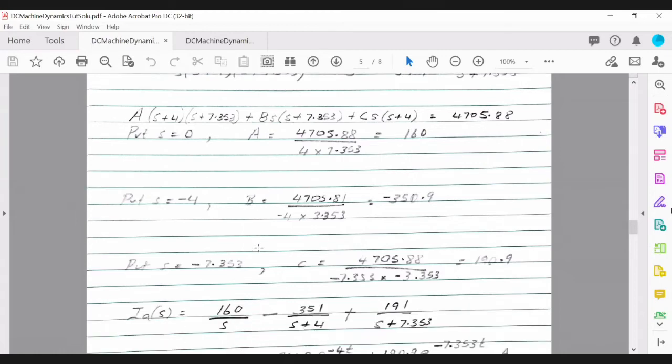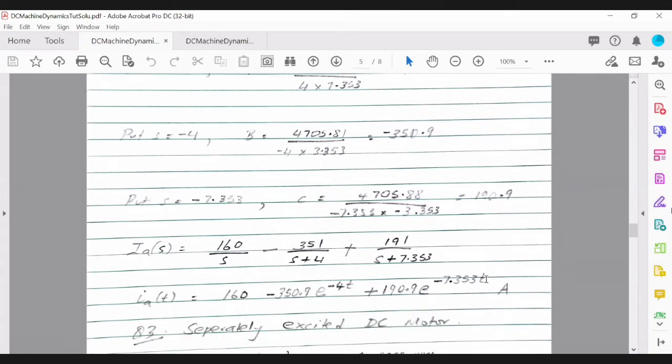And last one, to get the c term. So here we substituted to cancel the first two terms. So it's minus 7.353. So that will cancel, those two terms will turn to 0, and you can solve for the c term, as you can see there.